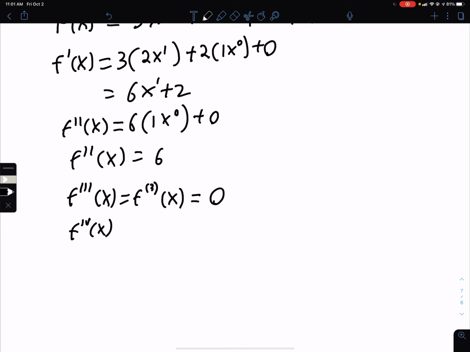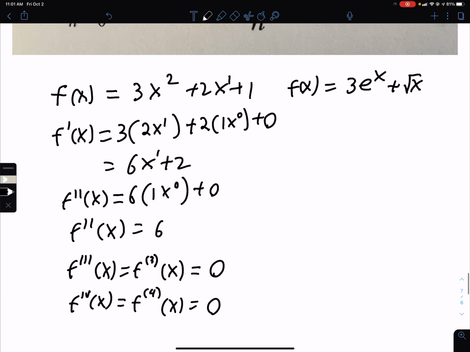The fourth derivative, which is f parentheses 4. Now if you don't have the parentheses here, it's going to be an exponent and not a derivative. Well, 0 is a constant, so the derivative is 0. So you probably noticed the rest of the way the derivative will remain 0.